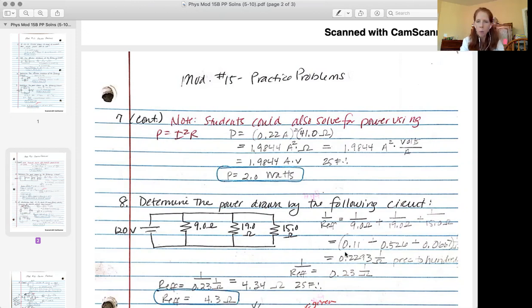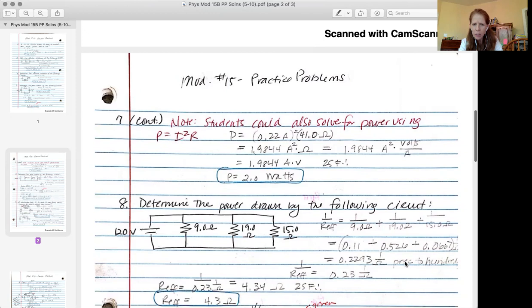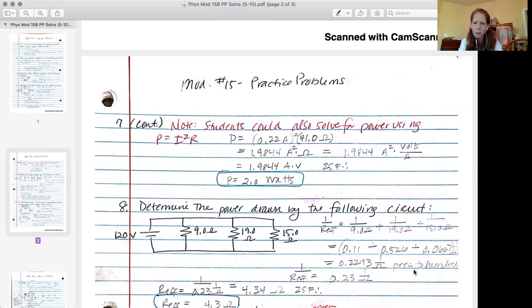So what I end up with is 0.11 plus 0.0526 plus 0.0667. And when I add those, I actually get 0.2293 over ohms. Hang on, 0.11 plus 0.0526. Oh, I made a mistake there, I had left out a zero in 0.0526. So I get 0.22931 over ohms.